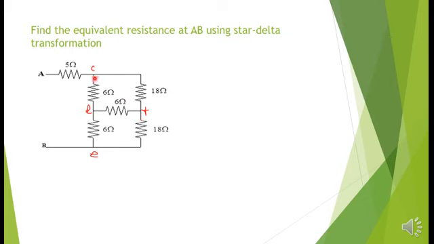So you can transform CDF delta to star, or DEF delta to star, or this star with D as a center to delta, or star with F as a center to delta, any one. Now the question arises, which star or which delta? It is based on our convenience. So here, if I consider CDF, resistances are 6, 6 and 8. Delta elements are 6 ohm, 6 ohm and 18 ohms, which are not the same. Here also the similar case.